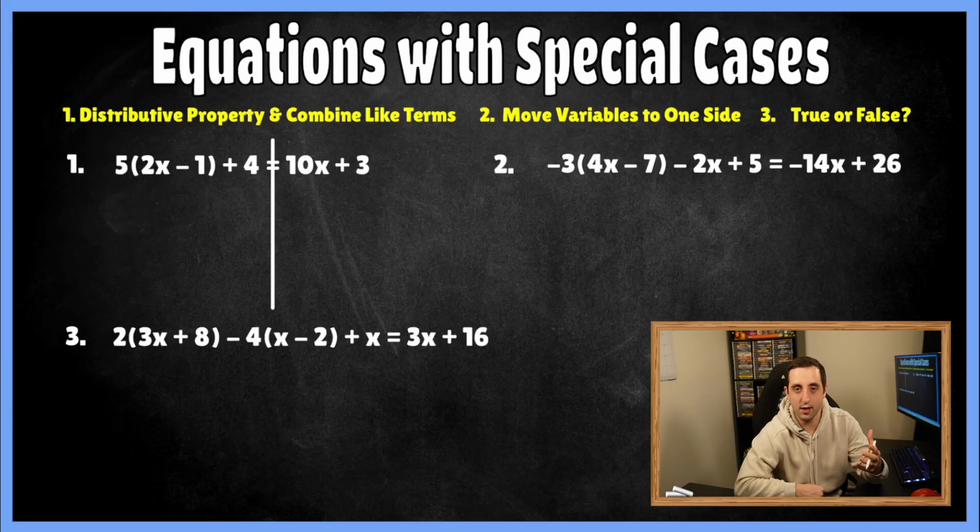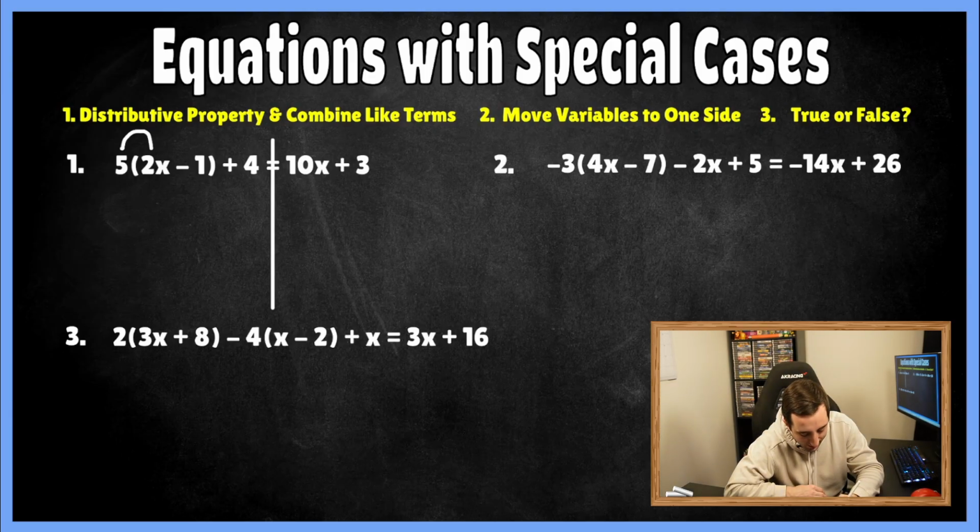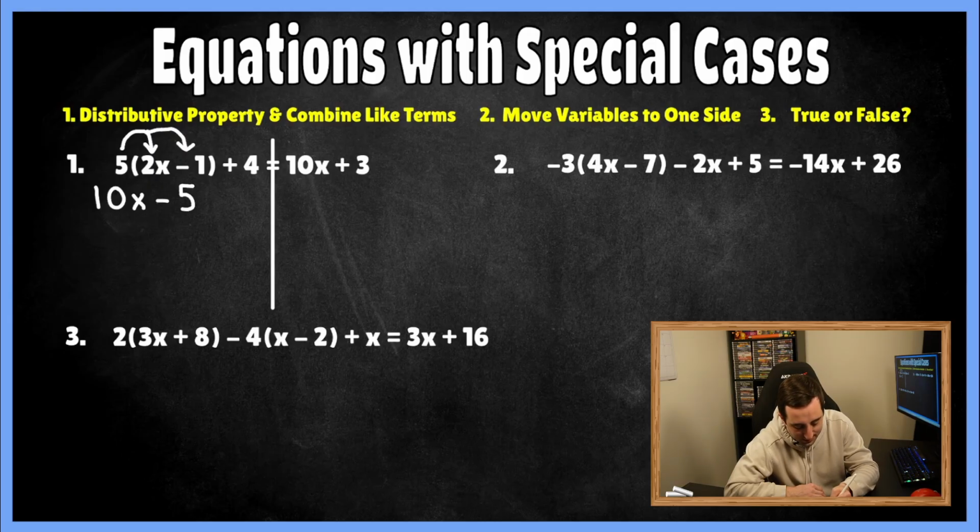So now we're going to take a look at number 1, where we need to check to see, do we have distributive property first? And we do, because we have a 5 directly on the outside of the parentheses with no other operation between the 5 and the parentheses, which means we can distribute, or multiply 5 by every term that's on the inside. So 5 times 2x, and 5 times negative 1. So 5 times 2x is 10x. 5 times negative 1 is negative 5. And then we're going to bring down everything else that we didn't utilize yet, like the plus 4, the equal sign, and 10x plus 3.